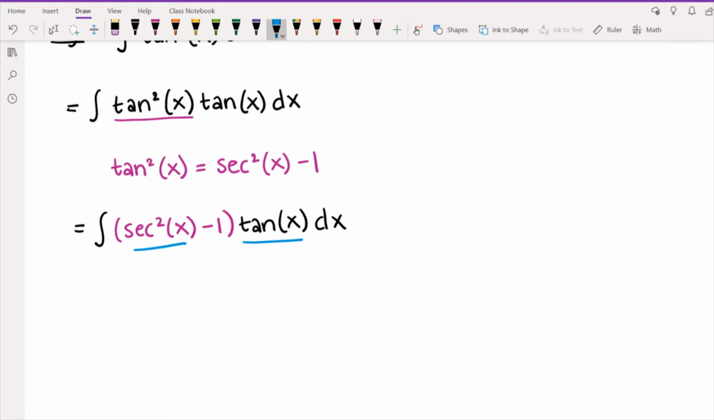However, we can't do it just yet because the problem is that currently we're not just multiplying tangent with secant, we're multiplying it with secant squared of x minus 1. And so basically that minus 1 would kind of mess with the substitution if we tried to do it now. But what we can do is distribute, and then from there we'll see that we can do a substitution. So if we distribute the secant squared, we end up with secant squared of x times tangent of x minus tangent of x.